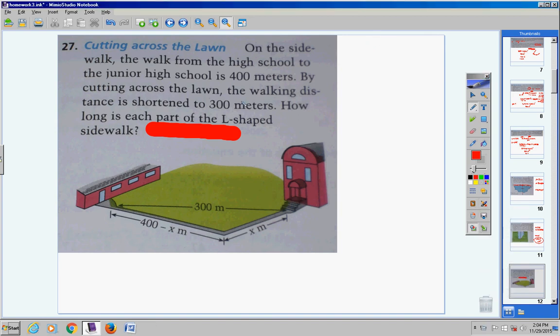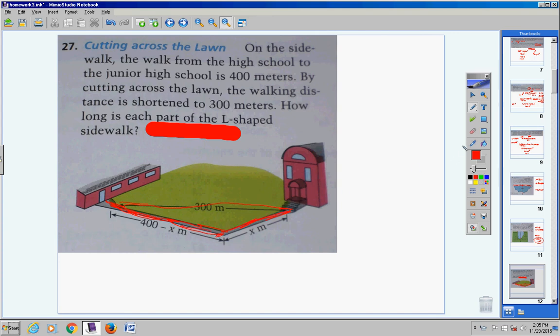Okay, here we go. On the sidewalk, the walk from the high school to the junior high school is 400 meters. So on the sidewalk, from here to here, and then here to here is 400 meters. By cutting across the lawn, though, which you're probably not supposed to do, it's a little shorter. It's 300 meters. How long is each part of the L-shaped sidewalk? They want to know how long the length is from here to here, and then how long is it from here to here.